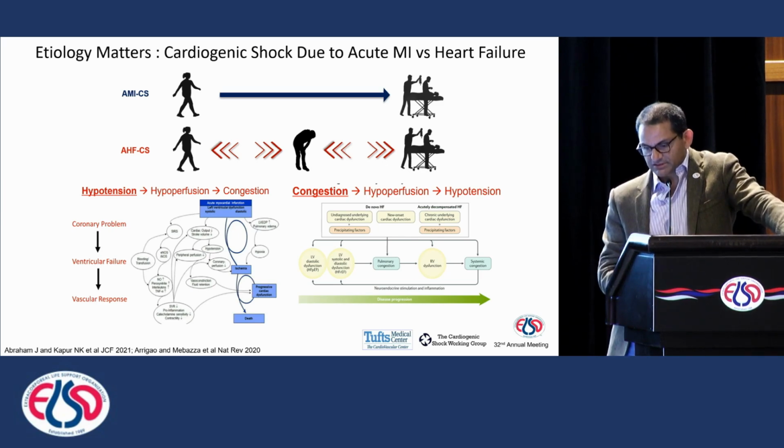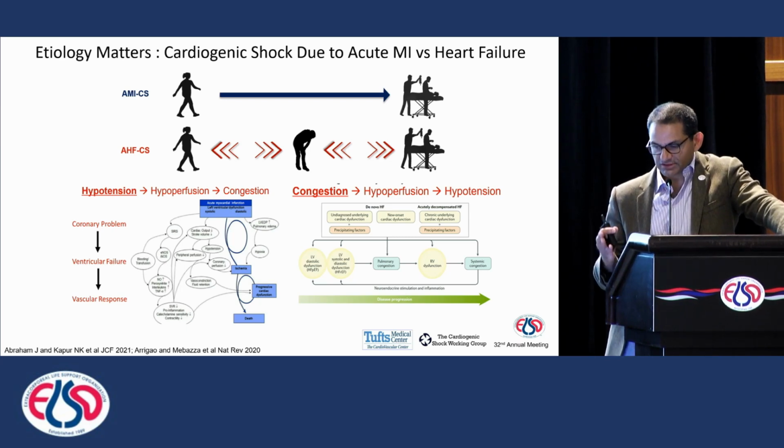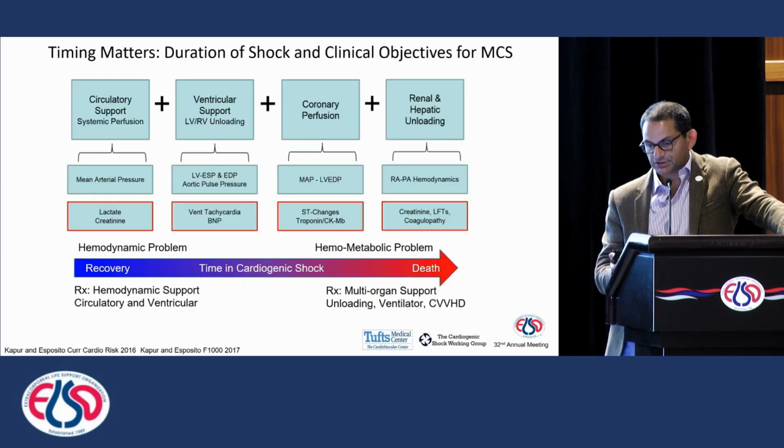But physiologically, as Dan pointed out, that schematic shown by Judy Hochman many years ago about AMI patients is also diametrically opposed to what happens with heart failure patients. Heart failure patients tend to present congested, develop hypoperfusion, and end with hypotension because they live in this marinated cocktail of neurohormones. So when we tailor our algorithm, it has to be tailored to the etiology. The next point is that timing matters.